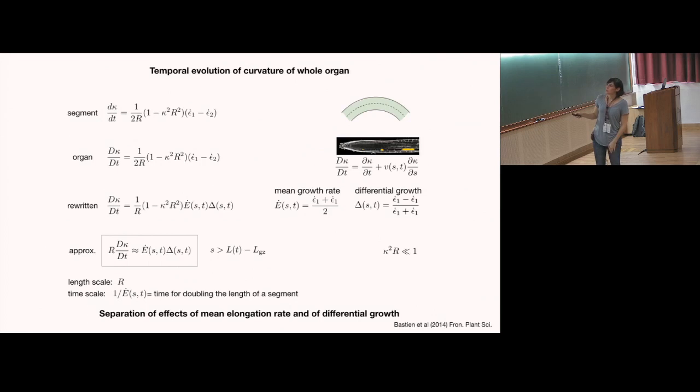Actually, I think it should be just kappa r. It's just kappa, there's no squared here. Sorry, this happens when you add a slide at the last minute.